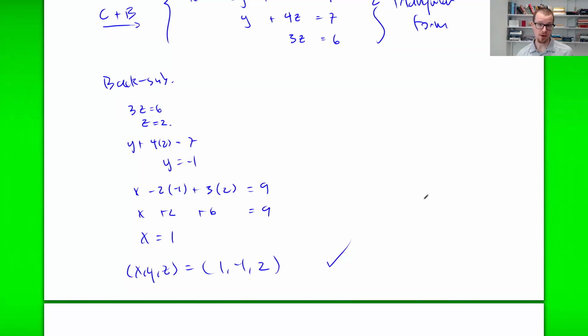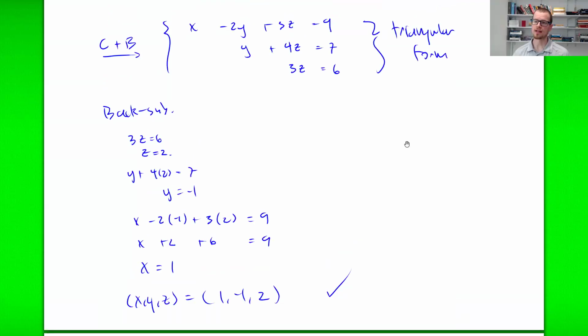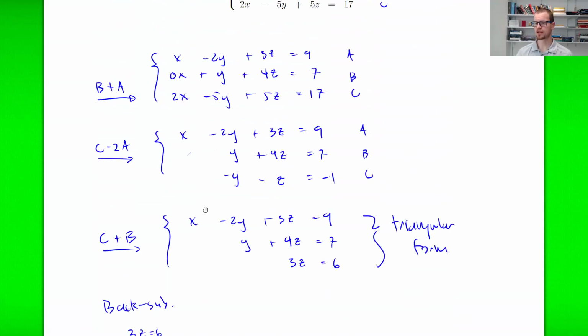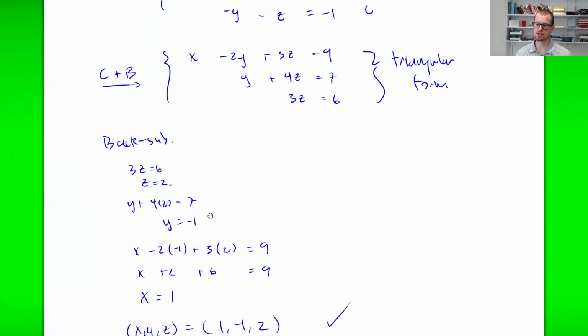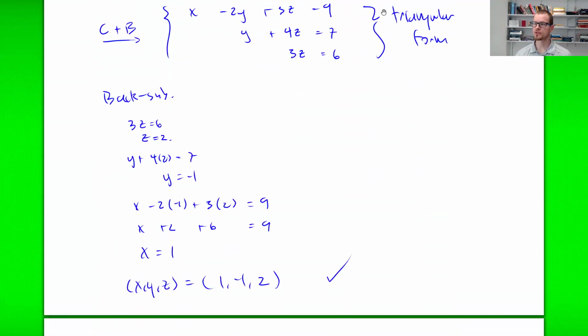So again, the process that we have followed here is Gaussian elimination to write it in triangular form, and then back substitution. We'll take a look at another example just to solidify the idea of writing in triangular form and back substitution.